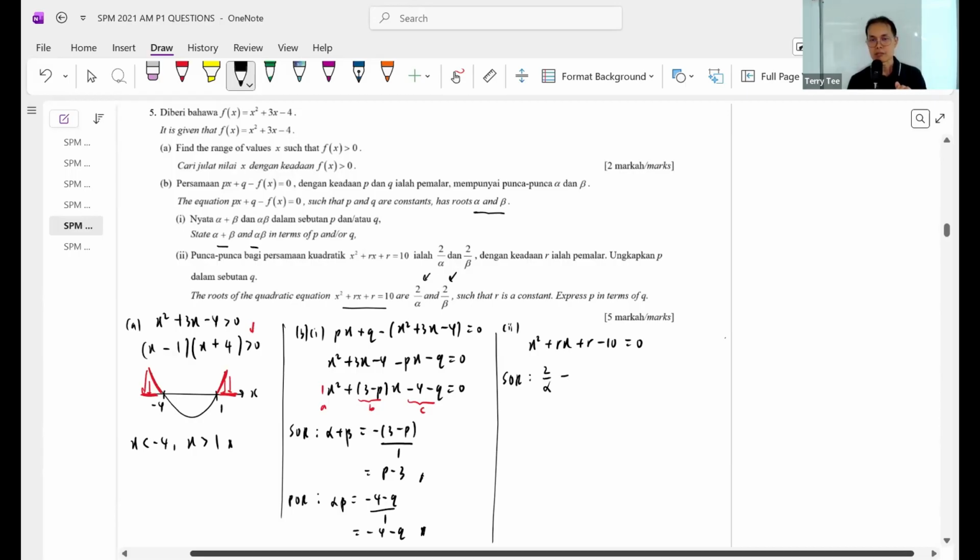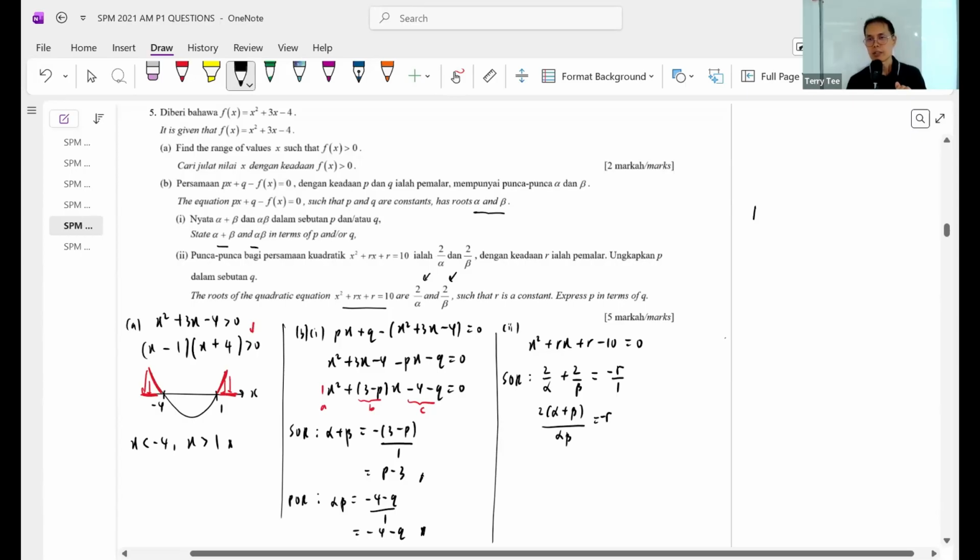2 over alpha plus 2 over beta. The formula is negative b over a. Right, we need to cross multiply this one. Combine together. Remember a simple fraction, we cross over, so it's 2 beta plus alpha or 2 alpha plus beta. You can write the same way. Beta plus alpha, alpha plus beta is the same. So this is minus r here.